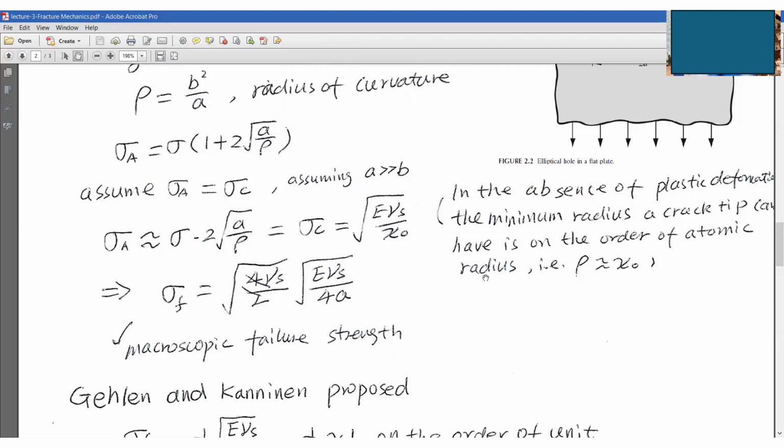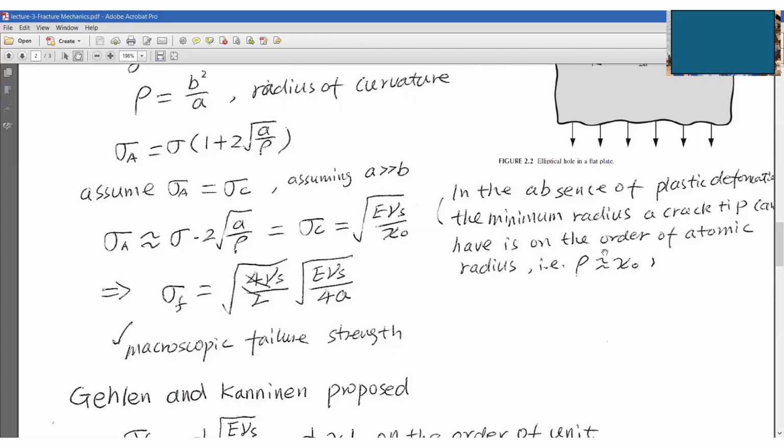You should know that in the absence of plastic deformation, the minimum radius a crack tip can have is on the order of the atomic radius. Rho is around x0, so we can have this sigma F. We use this observation.